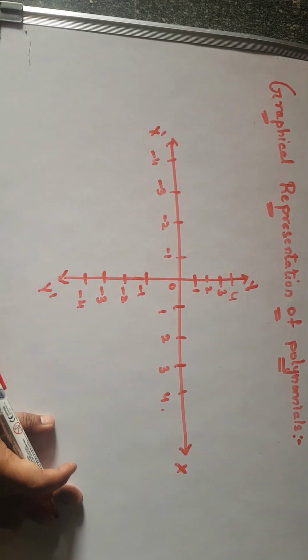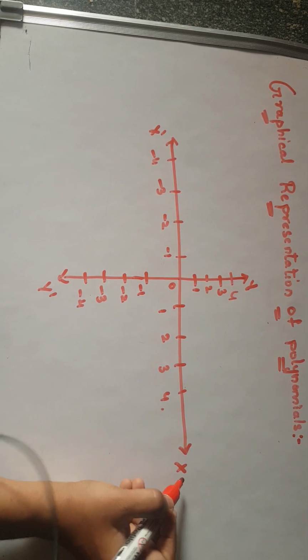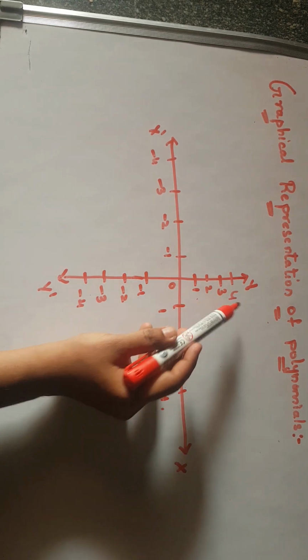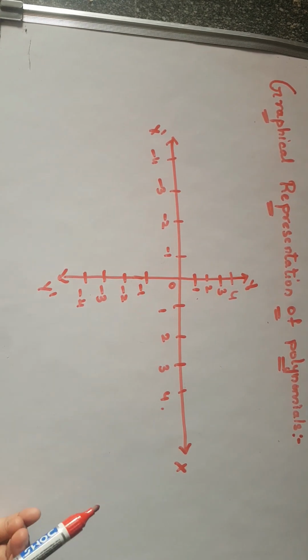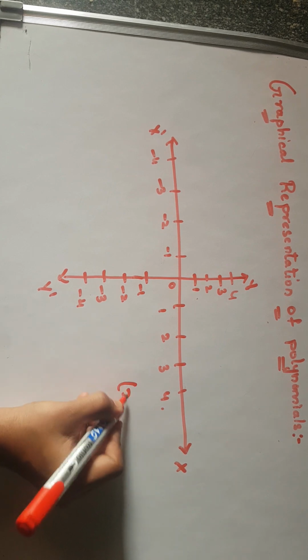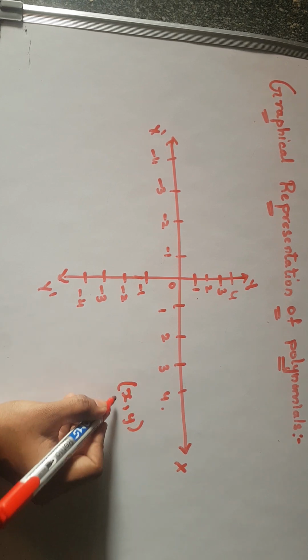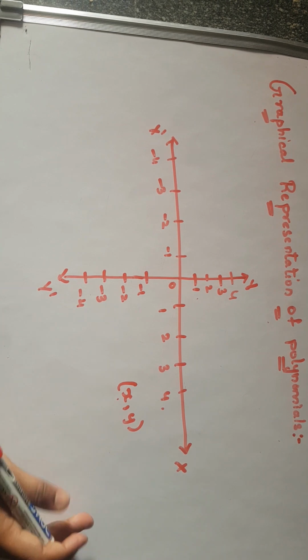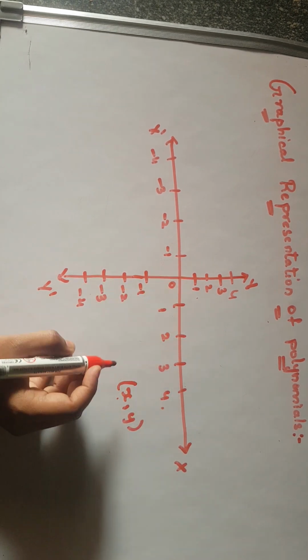This is the presentation of the graph. This is the x-axis and this is the y-axis. Here you will take positive values, here you will take negative values, and this is the representation of x, y. Here you will take x values and here you will take y values. And this is 0, 0.